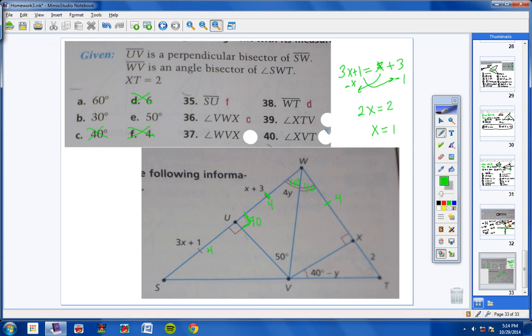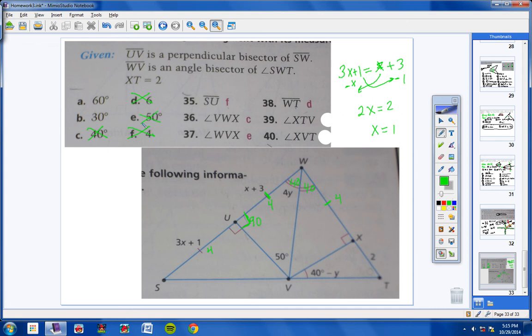Now, moving on to this one, angle XTV. Here's X right here. No, down to 36, sorry, 37, down to 37 here. Angle WVX. So W, then V, and then X right here, this angle. Well, obviously that's going to be 50 degrees. So there we go. The answer would be E, 50 degrees.